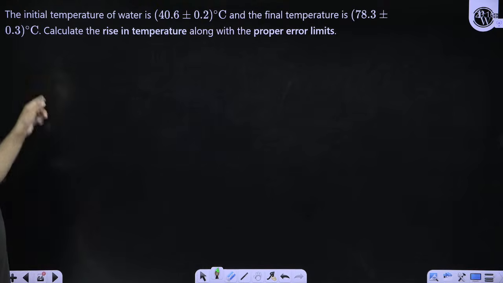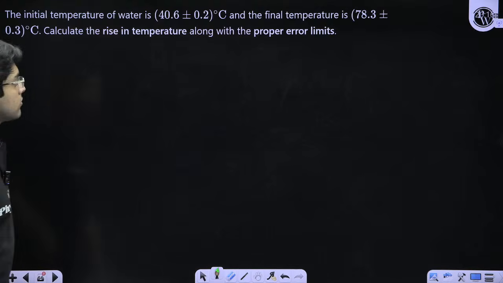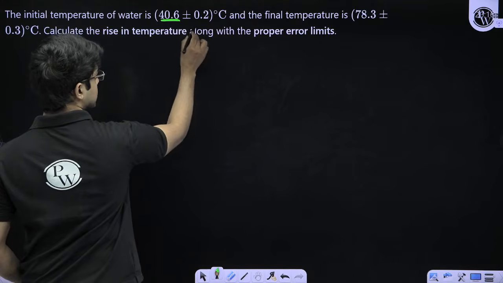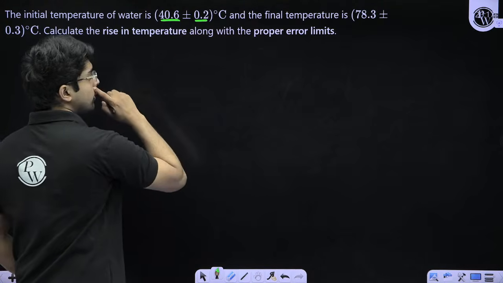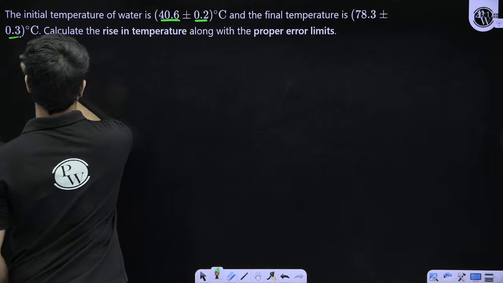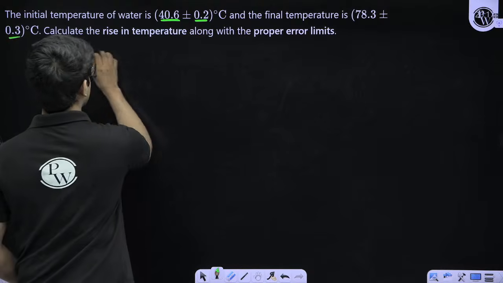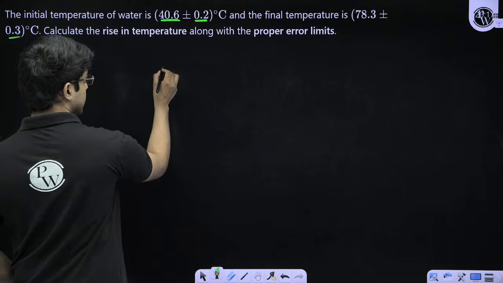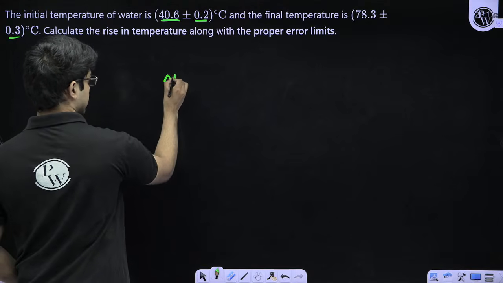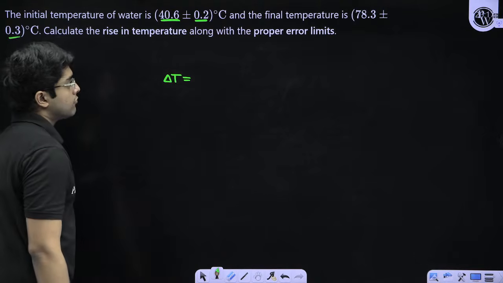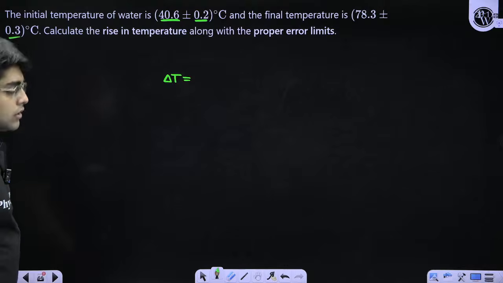So now we can take this question. Initial temperature of water is given to be 40.6 plus minus 0.2. So this is the measured value and this is the possible error, right? Final temperature is 78.3, that is the measured value, plus minus 0.3, which is the error. Calculate the rise in temperature along with proper error limits. Rise in temperature means increase in temperature, which is delta T. So you will have to subtract, right? You will have to subtract.